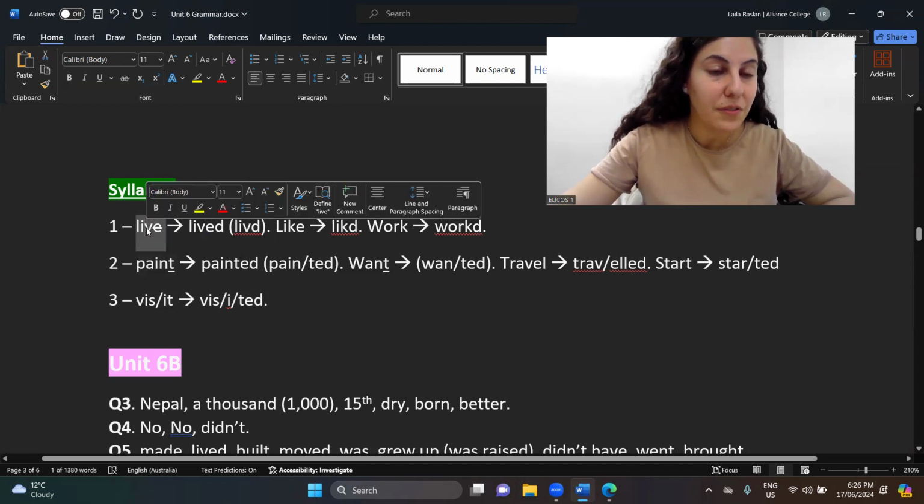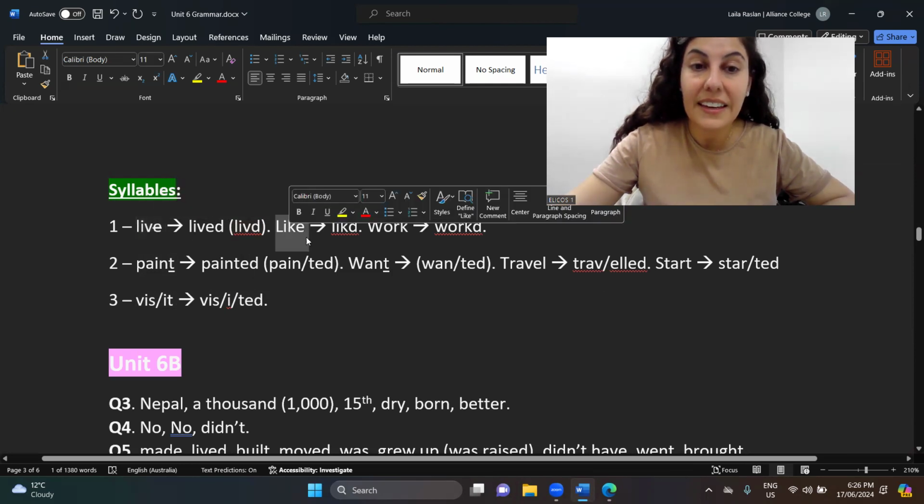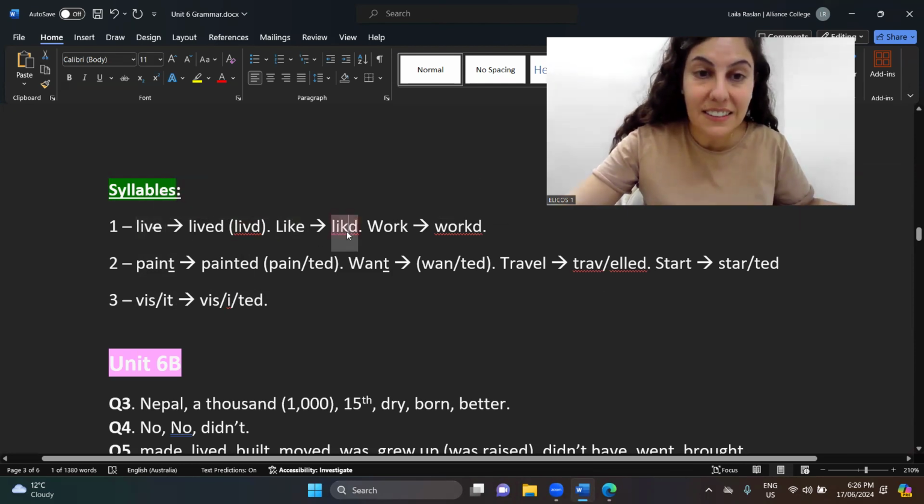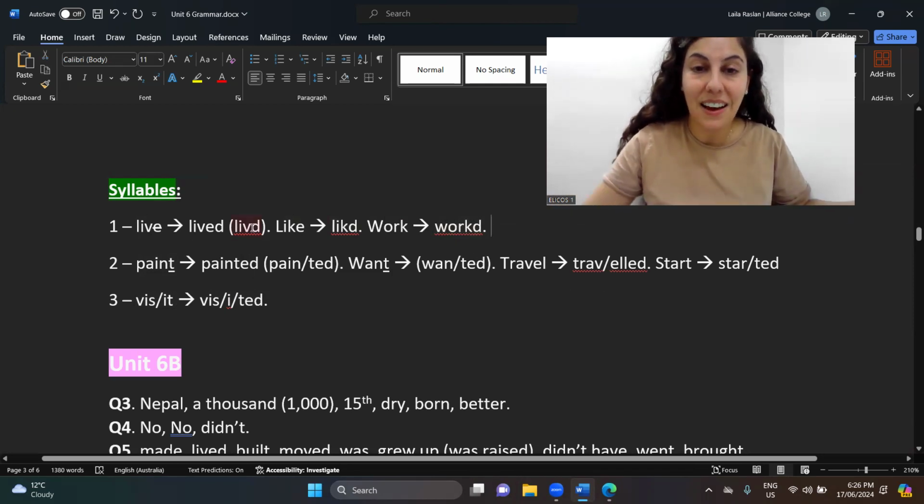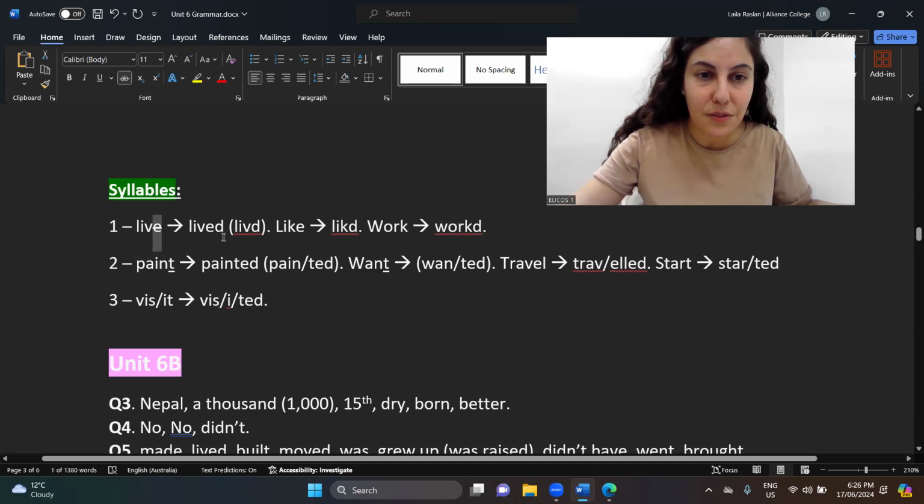So let's start with the first syllable, live, lived. Like is pronounced liked, and work is pronounced worked. So you just have to imagine that the E is silent. So if the verb ends in an E, you don't pronounce it. Lived, liked, worked. Okay, you got to imagine that the E is silent.